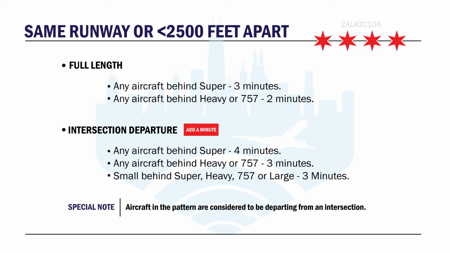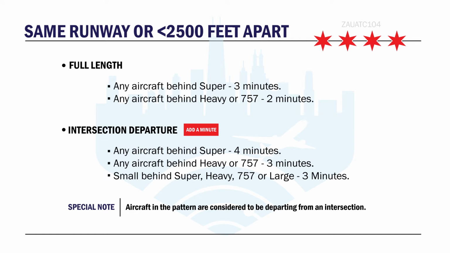Depending on whether the aircraft departing after another aircraft is full-length or intersection changes the wake turbulence times. Everything we're going to discuss is based upon minutes. So in the tower environment, you have your wake turbulence separation timers, either 3, 4, or 2 minutes, depending on the scenario. On the same runway or parallel runways separated by less than 2,500 feet, when you're issuing takeoff clearances that are full-length departures, any aircraft behind a super requires a 3-minute wake turbulence hold.